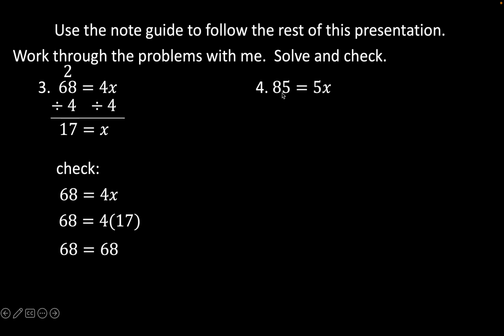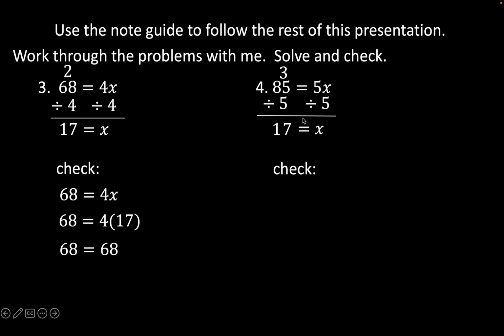Number 4, 85 equals 5x. Solving part, divide by 5, divide by 5. 5 goes into 8 once with 3 left over. 5 goes into 35 7 times, a lot of 17s, equals x.